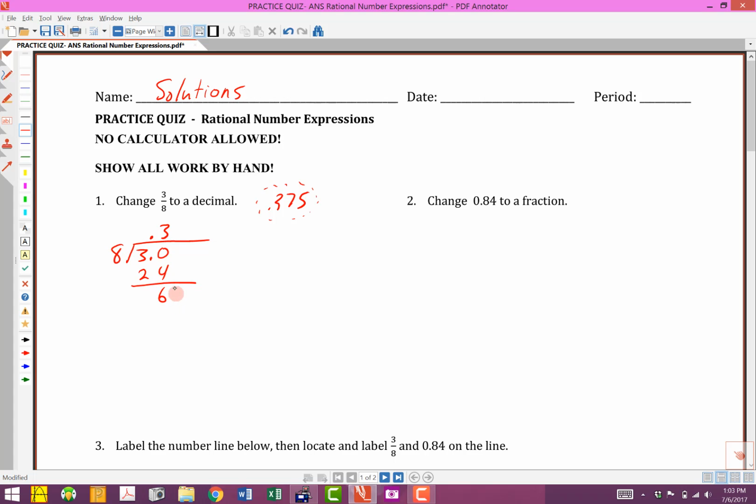8 doesn't go into 6, so we add a 0, and again I mentioned before that I kind of like stacking those zeros right on top of each other. 8 goes into 60 7 times. If we multiply, that's going to be 56. There's a 4 left over, and 8 doesn't go into 4, so we're going to add a 0 all the way up here, and that means 8 goes into 40 5 times, so we follow that straight up, put a 5. There's a 40 right here. The remainder is 0, so this is the answer right here. We could just circle that and be done with that.